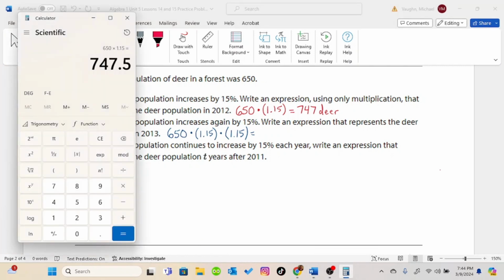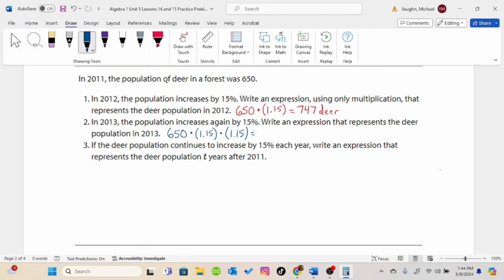We can go back to the calculator and take this amount we came up with by multiplying by 1.15 once, and we're going to multiply by 1.15 a second time. And now we have 859.625. We cannot have partial deer, so we'll round it to say 859 deer.